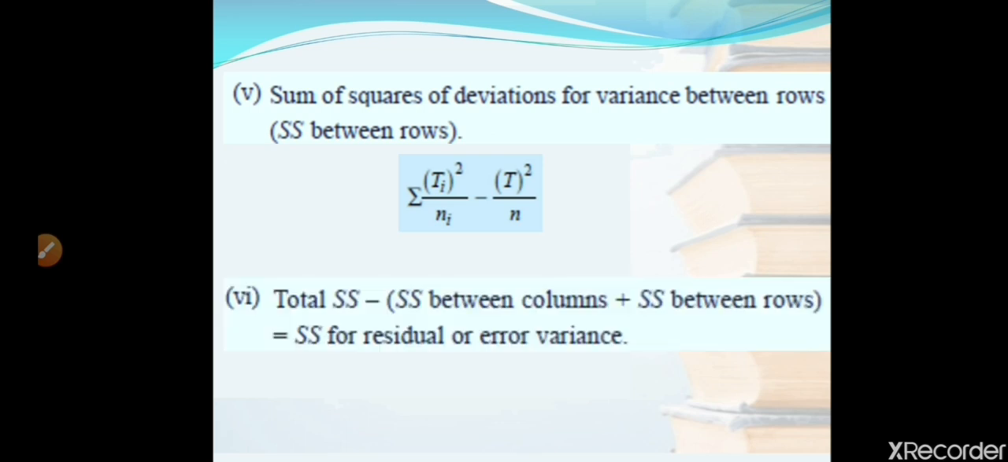The next step is total SS, and total SS should be SS between columns plus SS between rows plus SS for residual or error variance. Total SS we have already calculated. So the sixth step is we will calculate SS for residual variance, that would be the difference between the total SS and the addition of SS between columns and rows.